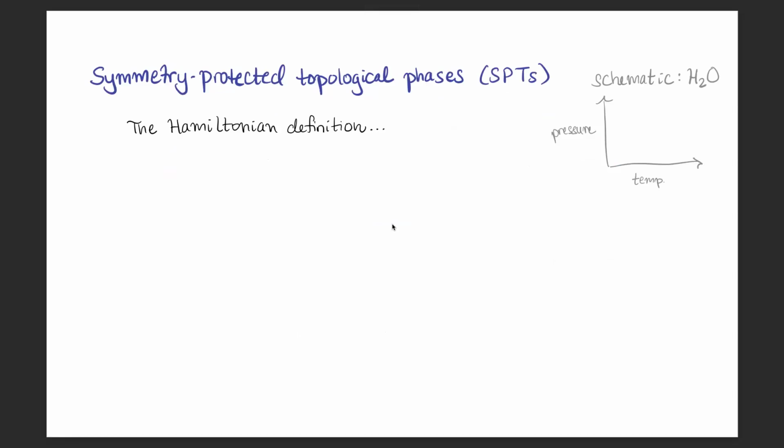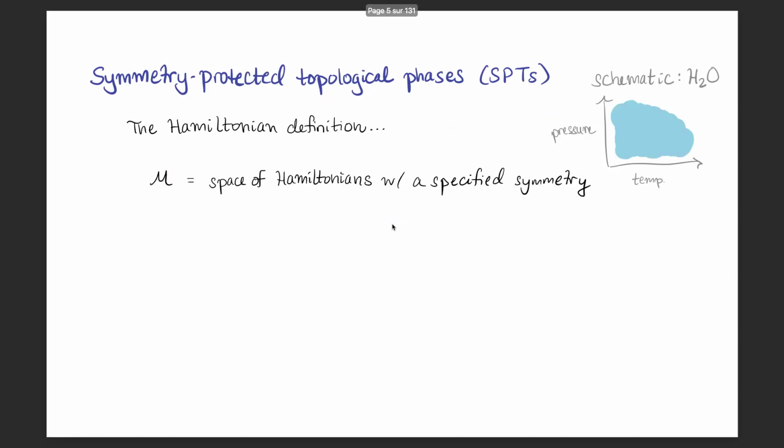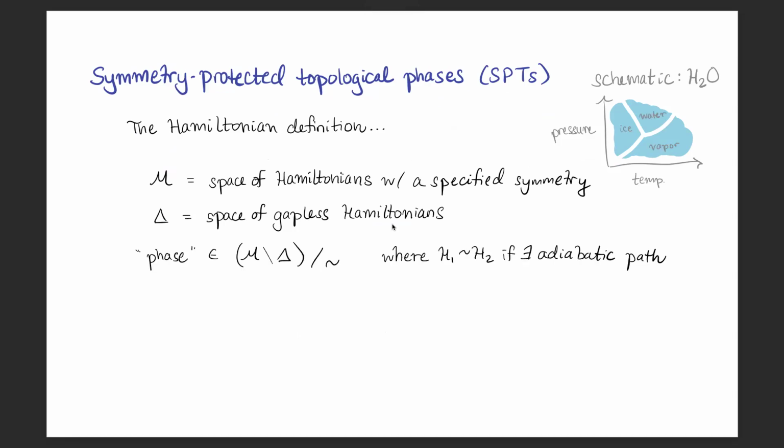As this audience is probably pretty familiar, when we talk about SPTs in terms of Hamiltonians and lattice models, we usually start with some space of Hamiltonians that all have to satisfy a prescribed symmetry. And then we say, let's take out the gapless Hamiltonians. We only want to look at gapped Hamiltonians with those symmetries. And then we'll call a phase a connected component of what we have left. So two Hamiltonians are in the same phase if they are connected by an adiabatic path that goes through symmetric Hamiltonians.